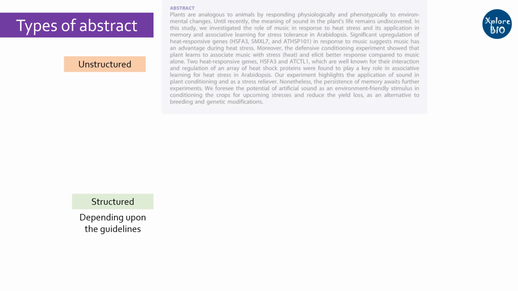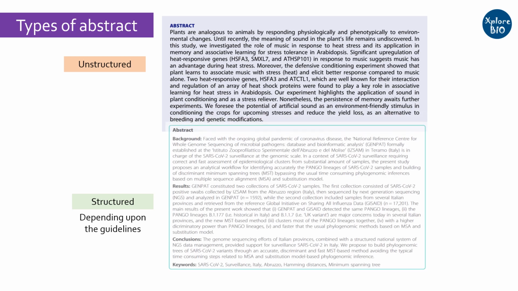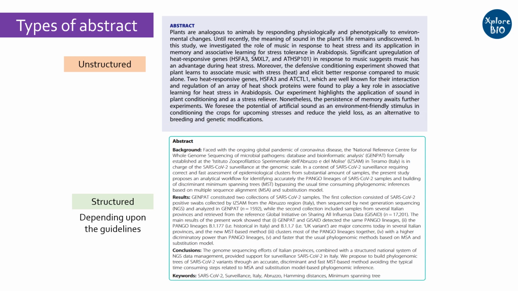Abstract may be of two types. It may be structured or unstructured depending upon the guidelines of the university or the research journal. If it is unstructured, all the components are written in a single paragraph. But if it is structured, you provide the information under subheadings mentioned in the guidelines, such as the background, methods, results, and conclusion.